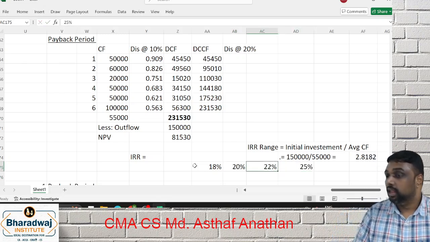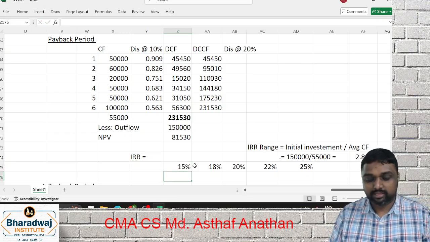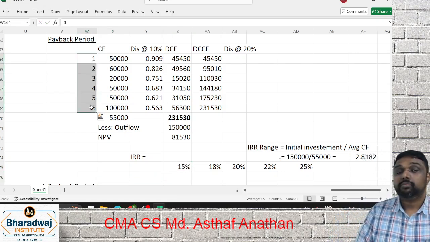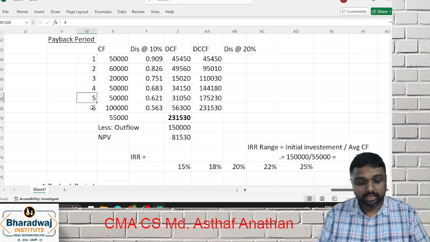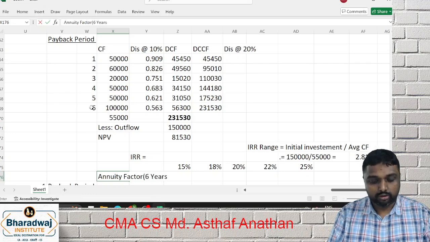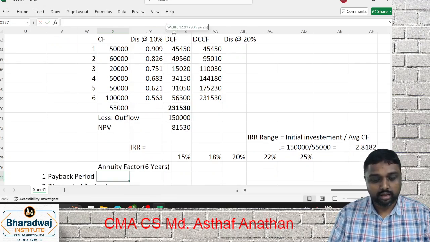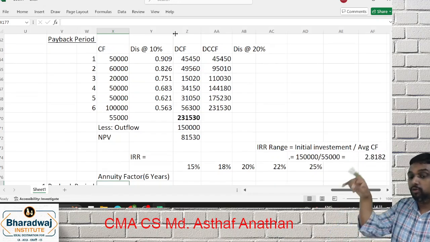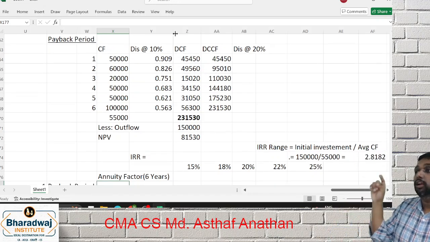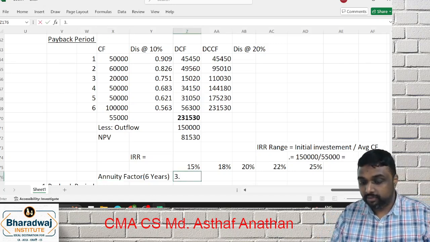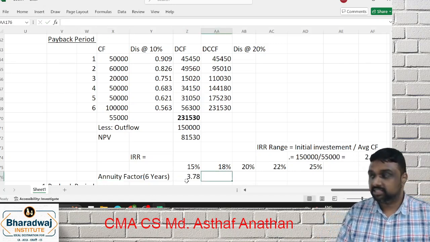Are you ready, friends? What you have to do now? I am taking this. Now, how many years of cash flow are in this question? 6 years. So you have to take the annuity factor for 6 years. How will you get it? This is not for the exam, it will be given. We have to do 1 divided by 1.15. Can anyone tell me what is the answer? 3.78.